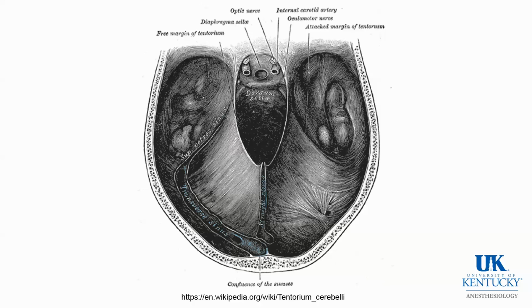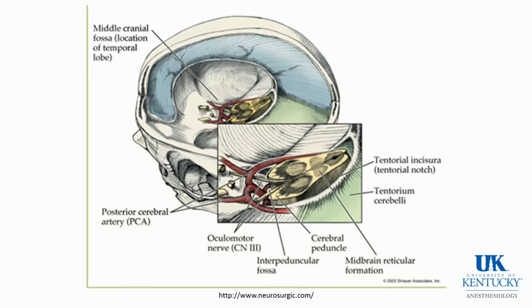This shows where the nerve has to go past the tentorium to get to the front of the brain. And that is depicted further in this diagram. And that is the end of this presentation.